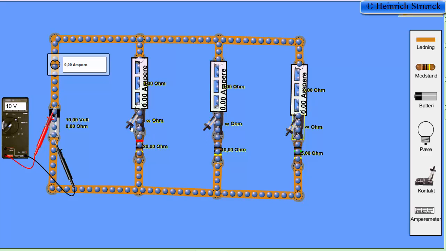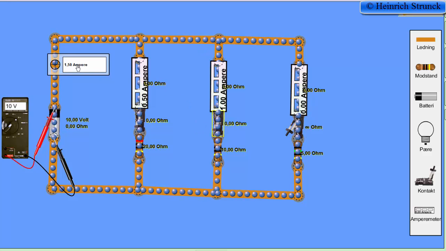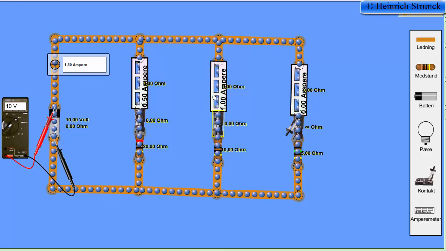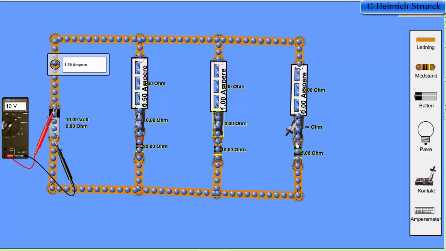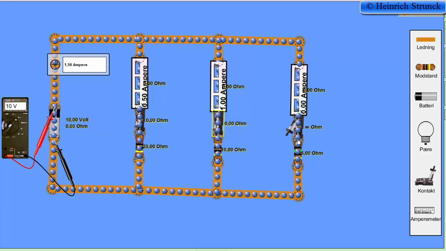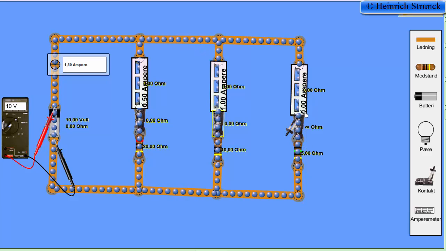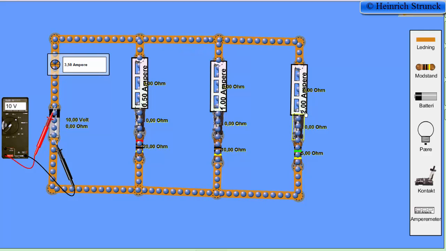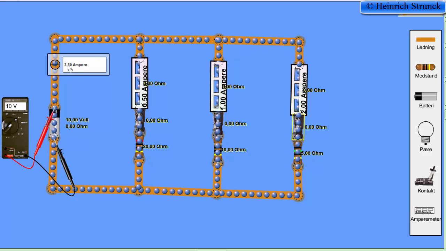Now we'll try to connect both 20 ohm and 10 ohm, and we got a half amp and 1 amp, and totally it should give 1.5 amp. It seems to be correct, and if we just connect the last resistance of 5 ohm, you should add furthermore 2 amp, and totally we got 3.5 amp.